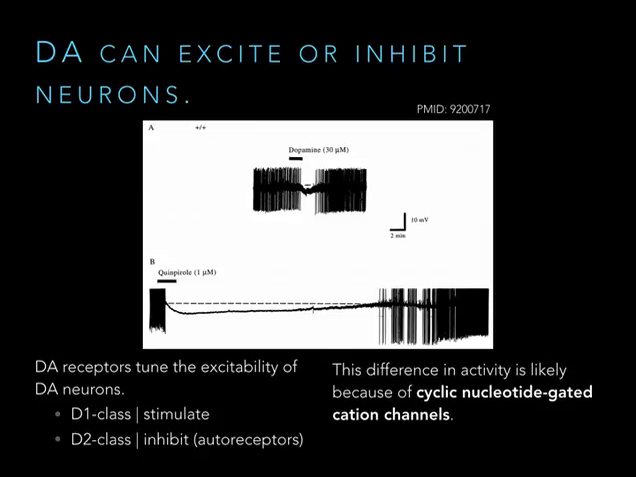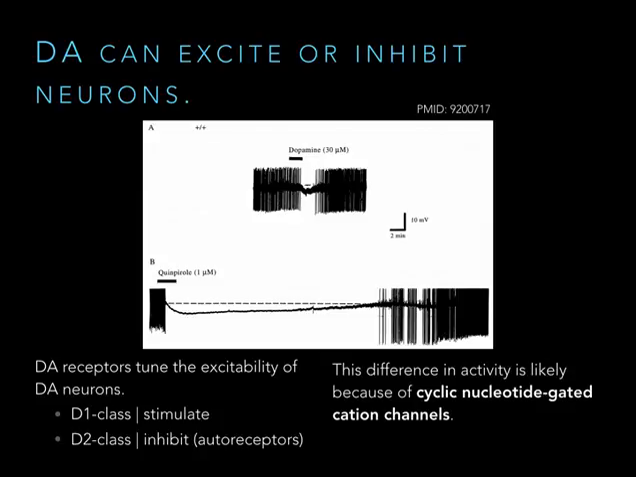So the D1 class stimulates, the D2 class inhibits. Here's the activity of D2 class receptors. We're looking at the pacemaking activity of a dopamine neuron. When we apply dopamine to that dopamine neuron, in the top portion of this illustration, we can see that the action potentials, shown as vertical lines, stop. So we apply a brief burst of 30 micromolar dopamine, and you can see that the action potentials cease.